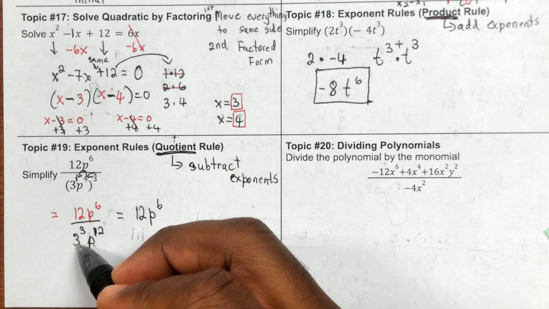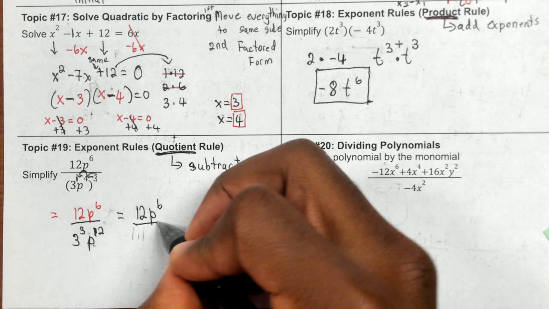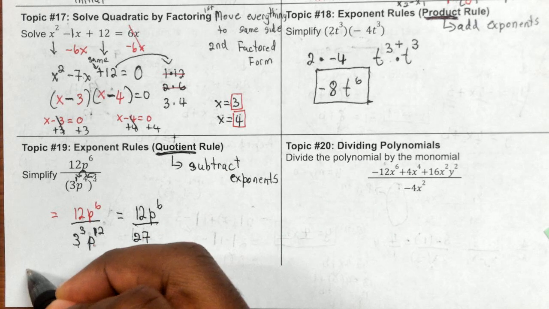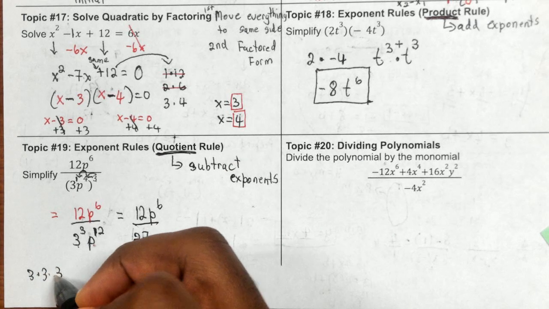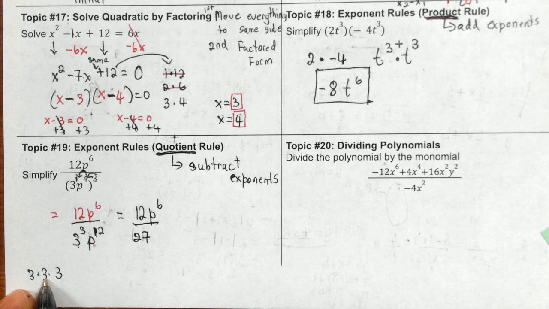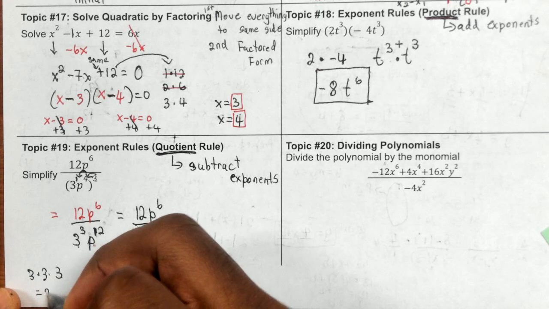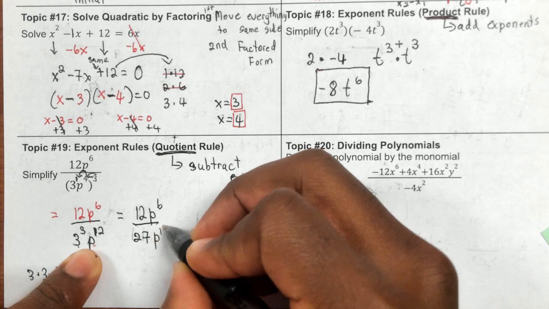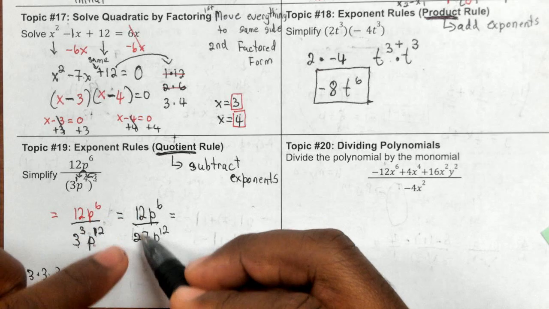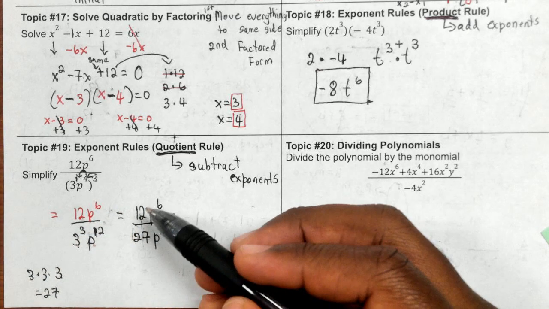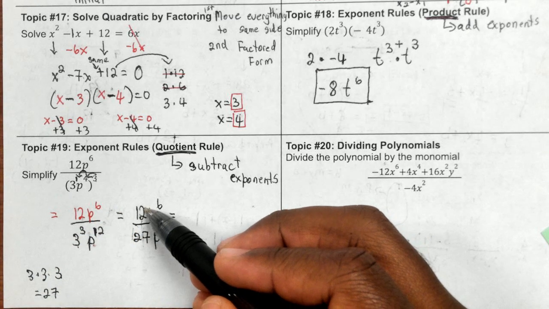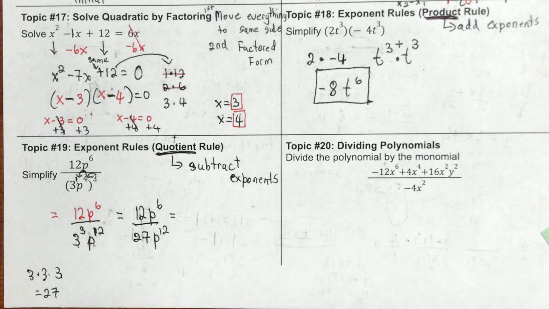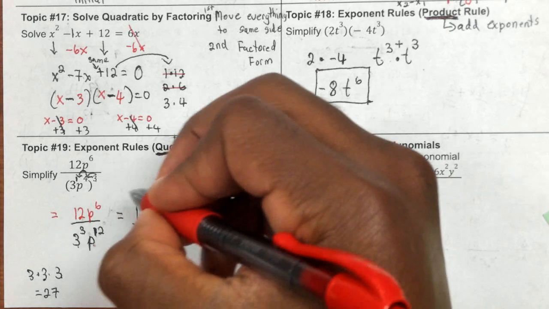Okay, if you plug this in your calculator, 3 to the third power, you will get 27. But what you're really doing here is 3 times 3 times 3. 3 times 3 is 9. 9 times 3 is 27. All right, and then the p to the 12 will stay the same. Okay, so now I'm going to try to simplify the numbers because there is a number I can divide both 12 and 27 by. All right. That number is 3.